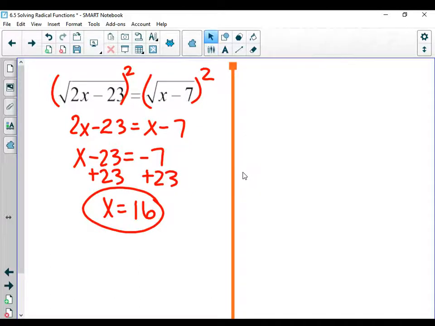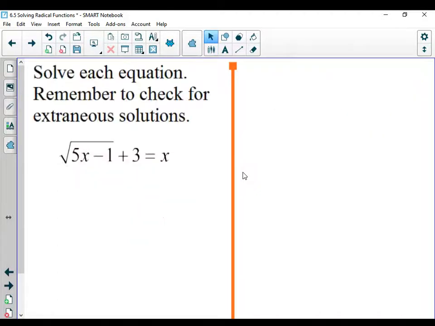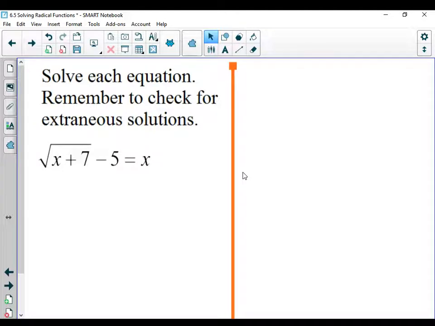Okay, you can also double check it. 2 times 16 minus 23 should get you the same thing as 16 minus 7. Now it'd be different if you had the same situation but with a binomial squared. Then you would have to still foil. Don't freak out. Don't foil. Okay. So let's go backwards for a second. Here we go.